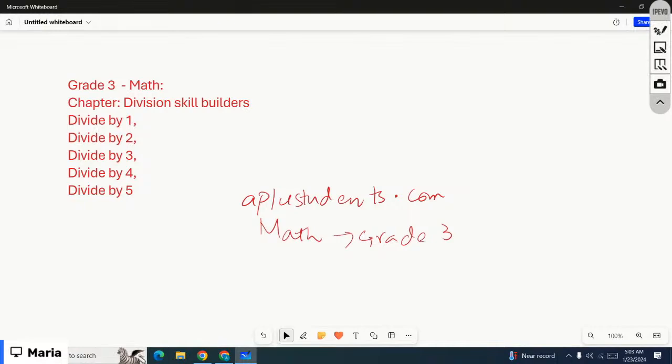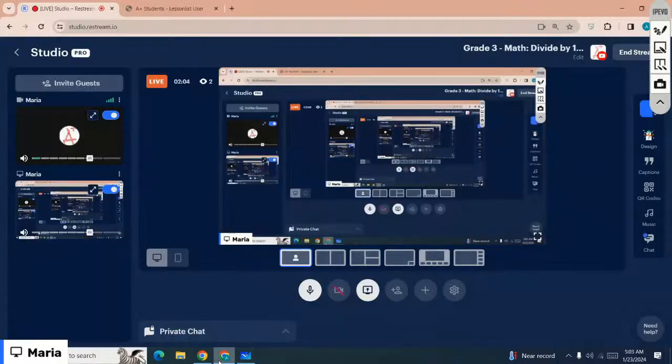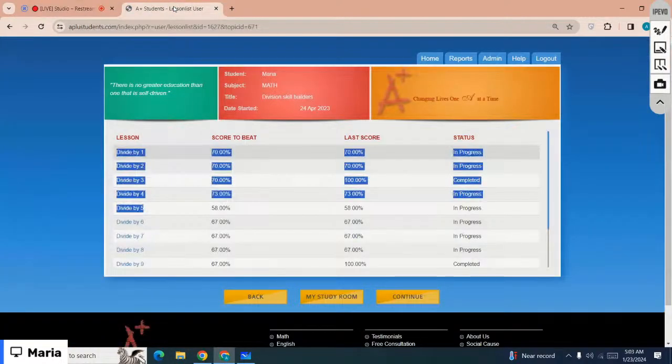We're going to start with the chapter division skill builders, and the lessons we're going to cover today are divide by 1, divide by 2, divide by 3, 4 and 5, right? Please make sure you have your notebook and pencil so that you can note down the important examples and definitions as well. Let's just start with the first lesson, that is divide by 1.